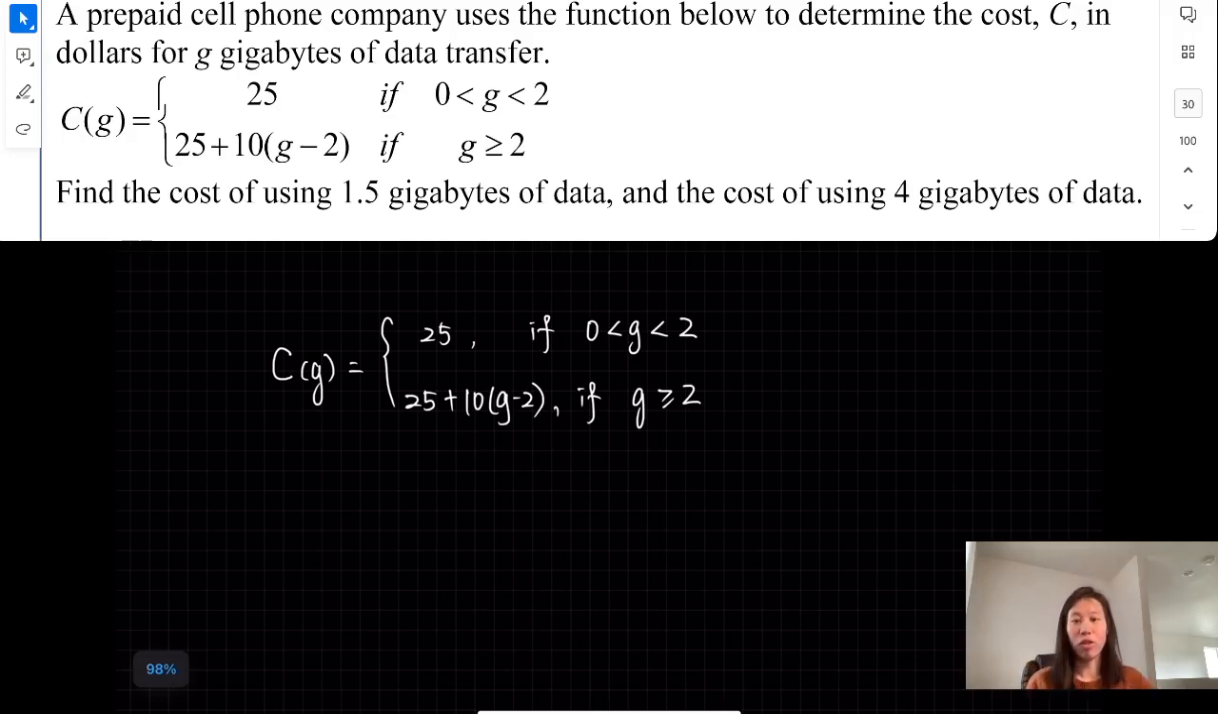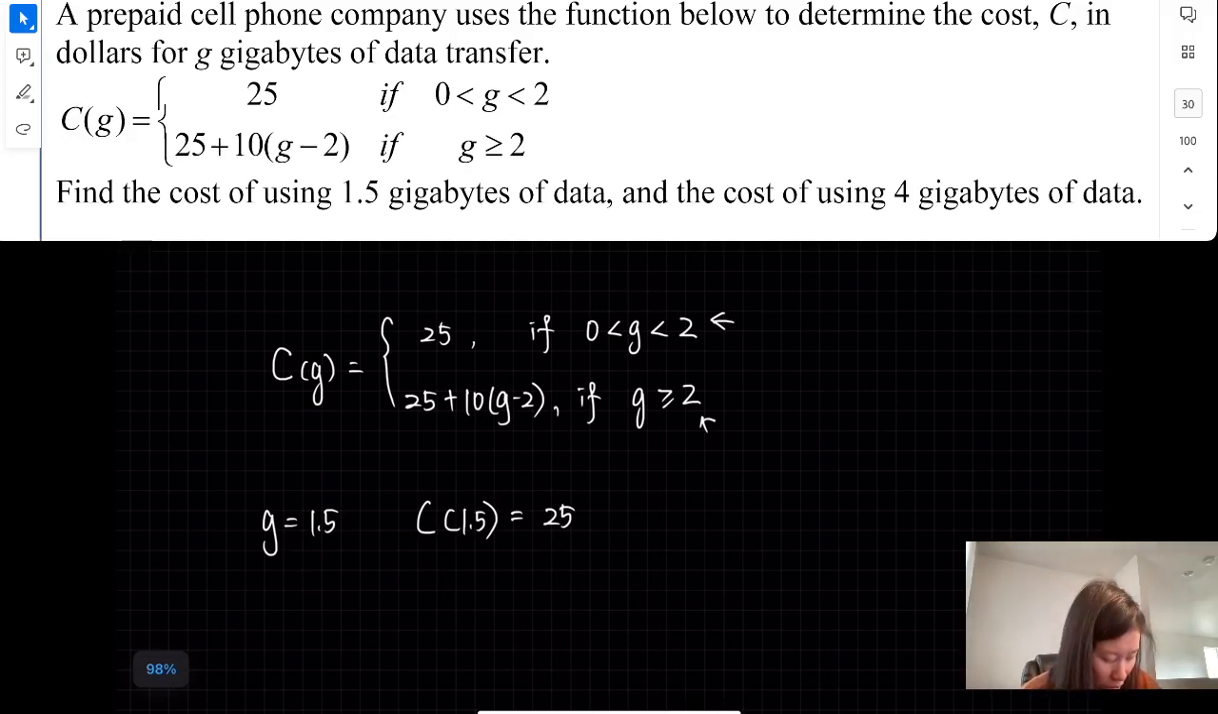So now they want you to find the cost of using 1.5 gigabytes of data. Which function should you use? Well, the second one only applies when G is greater than or equal to 2. So you have to use the first one, because the first one satisfies the condition of G being between 0 and 2. So the cost of 1.5 gigabytes equals $25. They're going to charge you $25 to transfer 1.5 gigabytes.